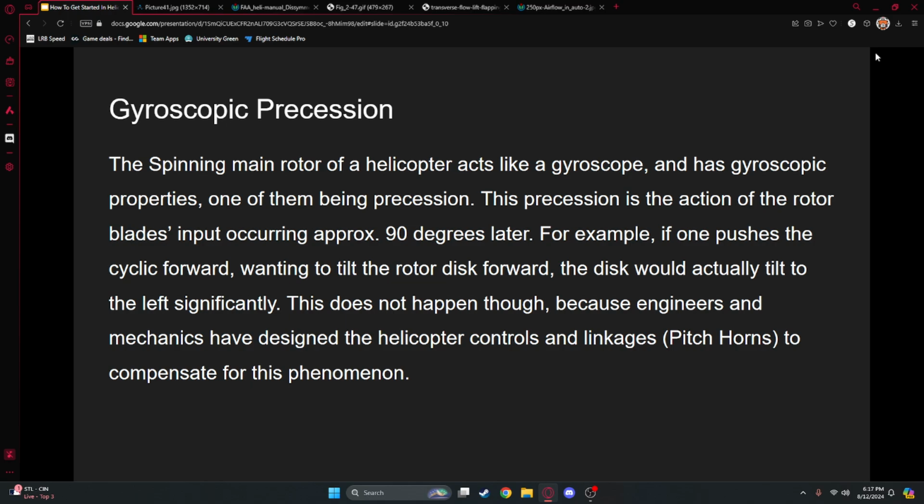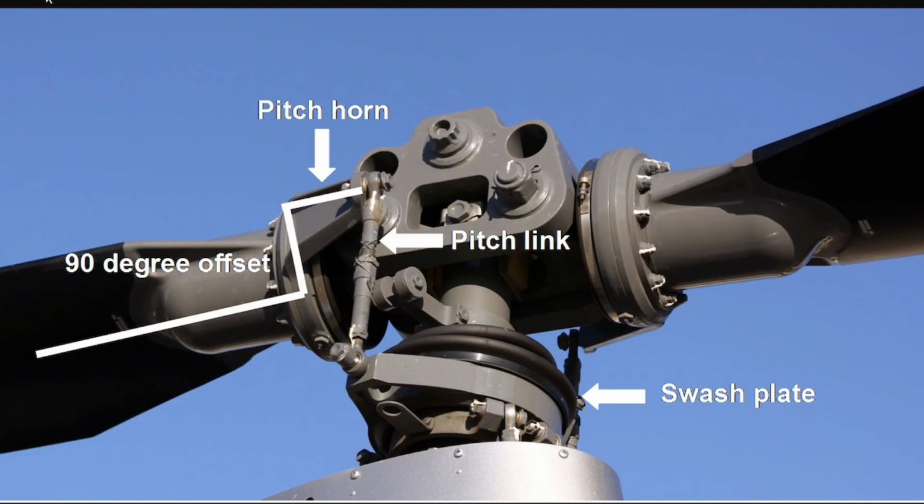This doesn't happen though, because engineers and mechanics have designed the helicopter controls and linkages, more often than not, using something called pitch horns to compensate for this phenomenon. So in this picture right here, this is actually an R22. You've got the teeter hinge, upper and lower swash plate boot, and your pitch boots. So right here, here's our pitch link.